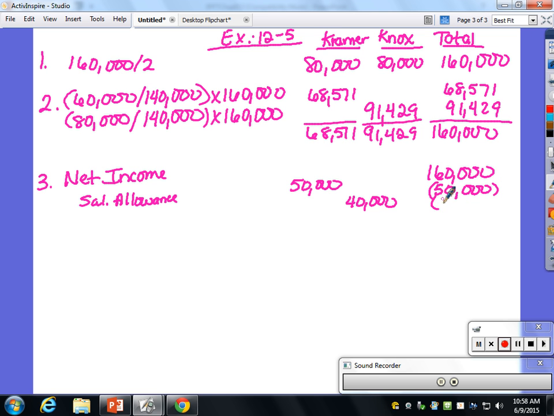Subtract it, right? What are we left with? 70,000. And next, what do we do? Are you sure 70,000? 50,000 plus 40,000 is 90,000. 90,000 subtracted from 160 is 70. Yeah.